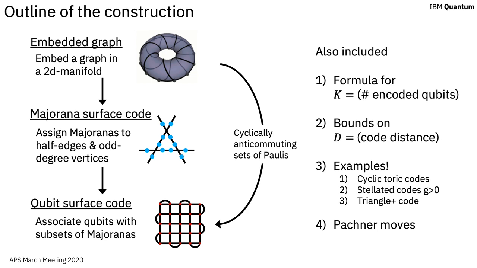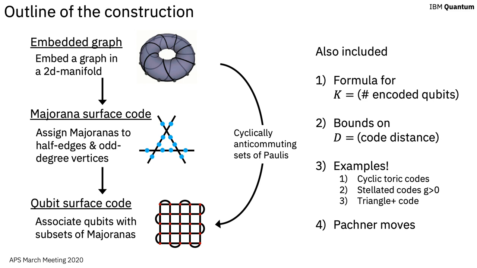Okay, so here's something of an outline of our construction. So you start with an embedded graph in any two-manifold. It can be orientable or not. You associate Majoranas to every half edge and odd degree vertex. We'll motivate why that's the case. And in doing so, you get a Majorana surface code. And then from this Majorana surface code, you can associate some qubits such that the Hilbert spaces are equivalently represented.